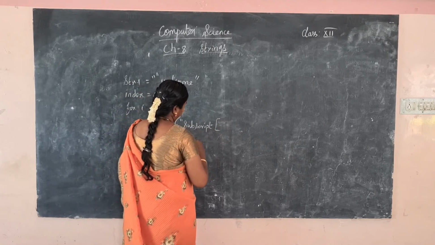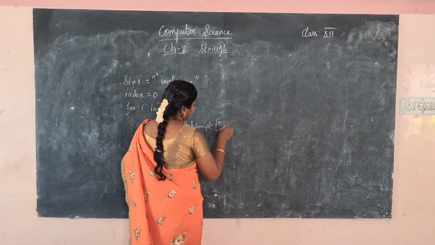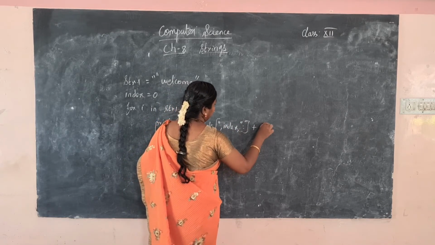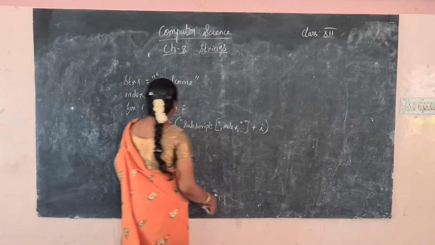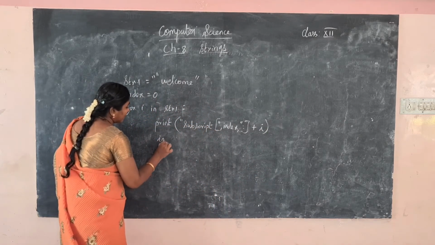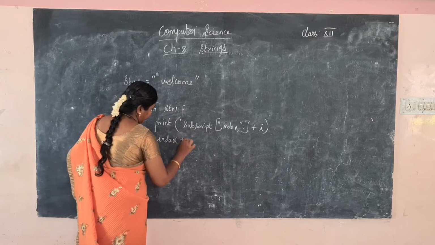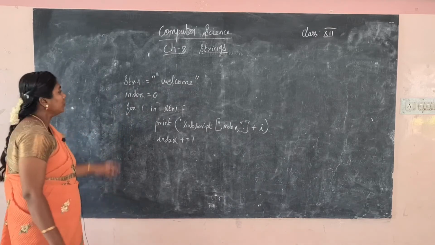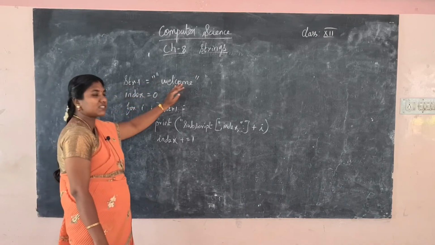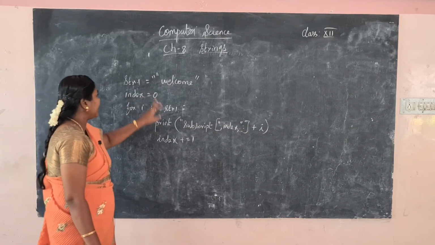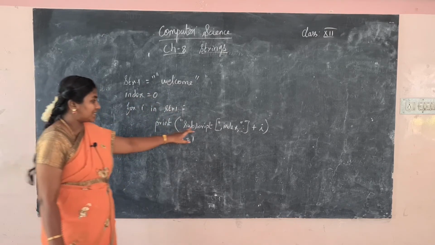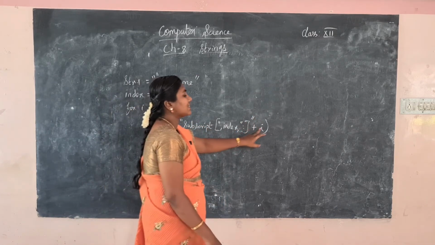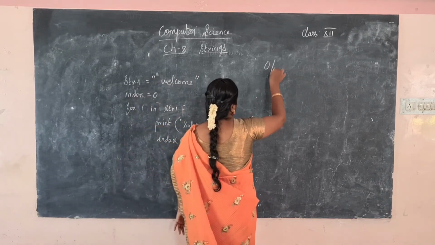Subscript, and then I am going to give index plus I. I am going to print this, and the index value must again be incremented by 1, that is index is equal to index plus 1. So consider this Python code. A string 1 is given, index is equal to 0, for I in string 1, print subscript of, and in brackets I am having the index, plus I. So what will be the output for me?